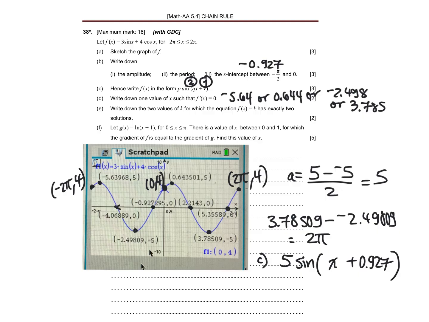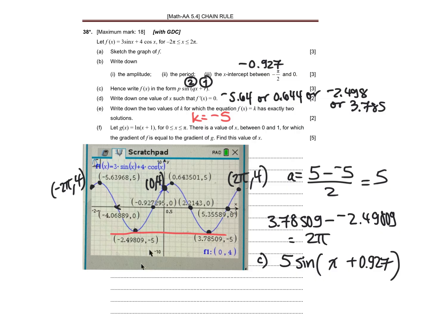Write down the two values of k for which the equation f of x equals k has exactly 2 solutions. Well, that's just down here at the minimum, okay? So k is going to be negative 5. Like here we have 4 solutions. Here we're going to have 1, 2, 3, 4, 5 solutions.